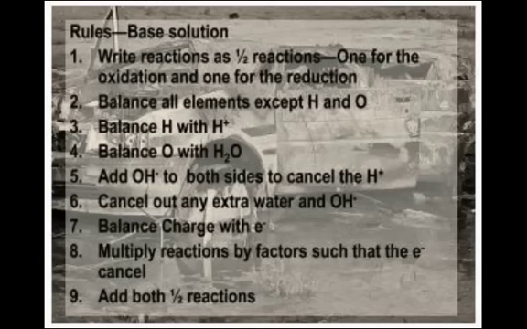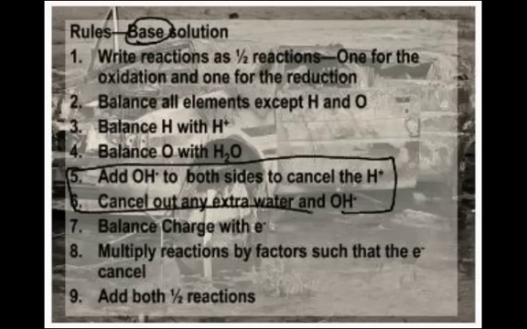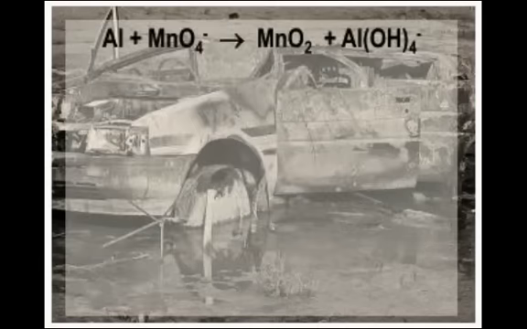Okay. Now, what happens if you have a basic solution? The basic solution is actually the same exact series of steps, except you add a step 5 and step 6 right here. These are inserted. It's the exact same steps. You're going to add hydroxides. You're going to assume it's an acid solution, and once you assume it's an acid solution, you're then going to add some other things. So this should not be terribly difficult.